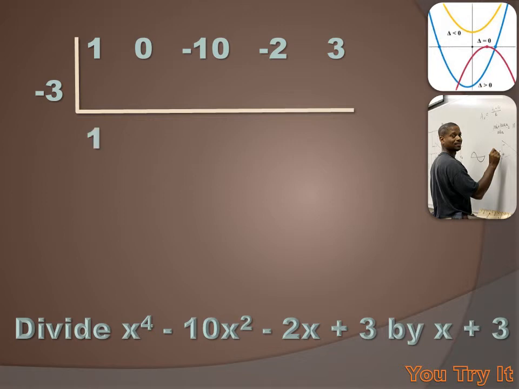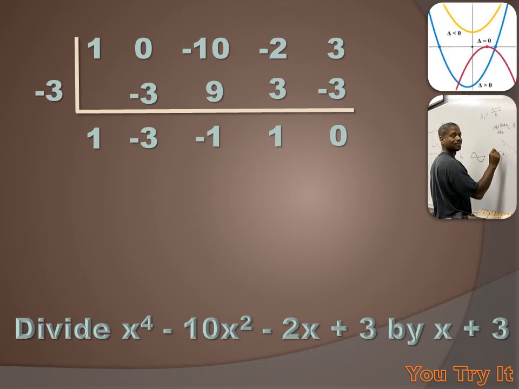Now, I just bring down that 1. I multiply that 1 by minus 3 and put it under the 0. I add those two terms and I get minus 3. I multiply minus 3 times minus 3 and I get positive 9. Now I add and I get negative 1. I multiply and I get positive 3. I add and I get positive 1. I multiply and I get negative 3. I add positive 3 and negative 3 and I get a remainder of 0.